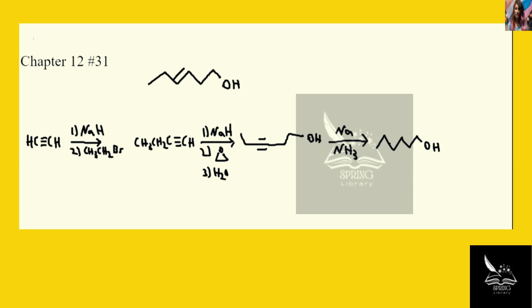Okay, and so that's how I would approach this problem. Deprotonate with a strong base and then use ethyl bromide to add 2 carbons to our chain here. Do the same thing again, but use this epoxide electrophile instead of ethyl bromide. Now we have our 6 carbon chain with an alcohol on it. And then we just need to reduce that alkyne to a trans alkene. And that's the answer to Chapter 12, problem number 31.